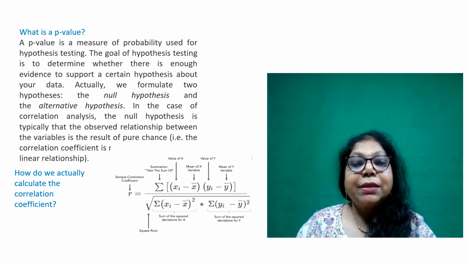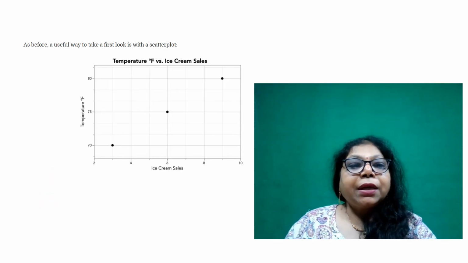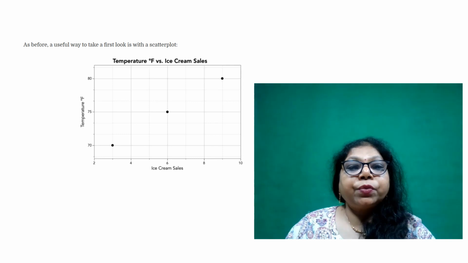Same way, yi is the value of y and y bar is the mean of the y variable. And here we can see this whole summation (xi minus x bar) whole square. This is the sum of the square deviation for x. And similarly, we have the sum of the square deviation of y. So let's understand this through a small step and calculate the correlation coefficient.